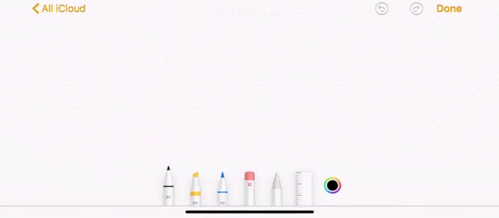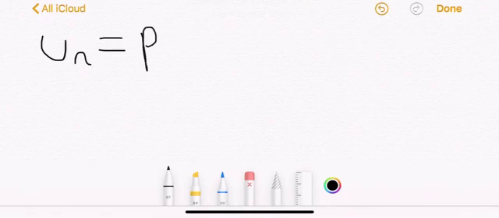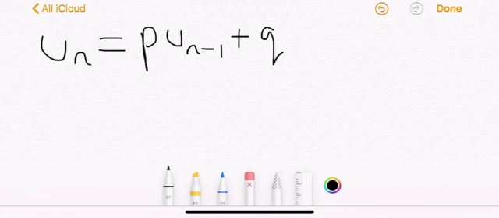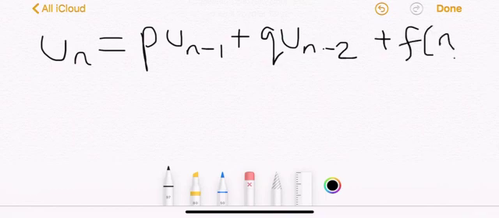So in this video, we want to find particular solutions to non-homogeneous recurrence relations. So here is a non-homogeneous recurrence relation in a general form. It is u_n equals p u_{n-1} plus q u_{n-2}, and then we add on some function f of n. And to find the solution to this non-homogeneous one, what we need to do is first find the solutions to the analogous homogeneous.